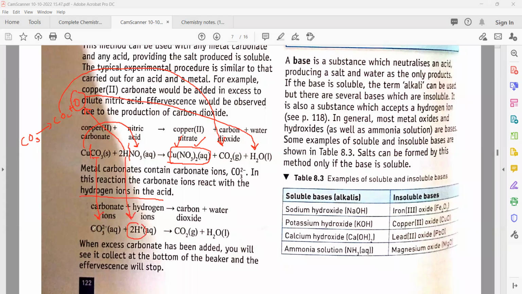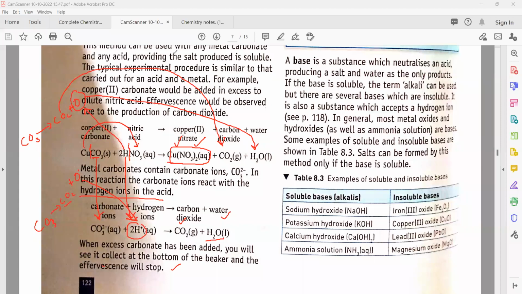From here, CO3, what does it mean? CO3 breaks down into CO2, carbon dioxide, and oxygen. So this carbon dioxide comes in the same form, and this oxygen atom moves with the hydrogen atom, and then they make a water molecule. When excess carbonate has been added, you will see it collects at the bottom of the beaker, and the effervescence will stop.